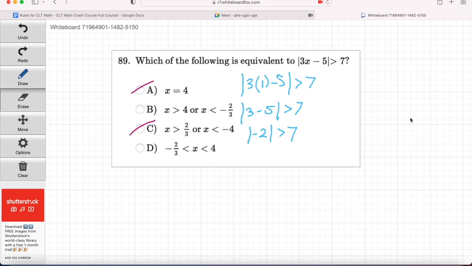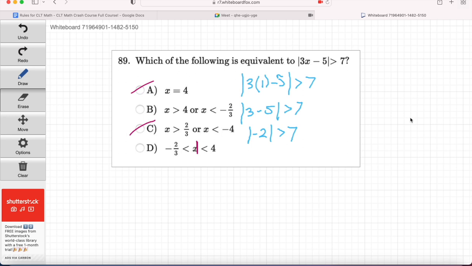It doesn't look like it, and here's why. We plugged in a 1 for X, and we didn't get a true statement. But look at answer choice D. 1 for X would have to be true if D were correct, right? Because 1 is greater than negative 2/3 but less than 4.